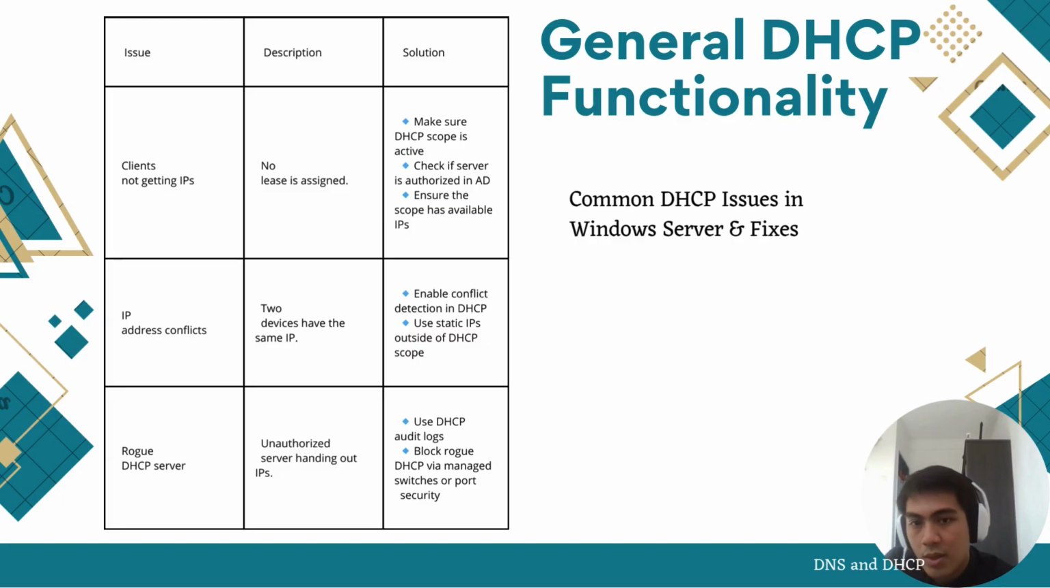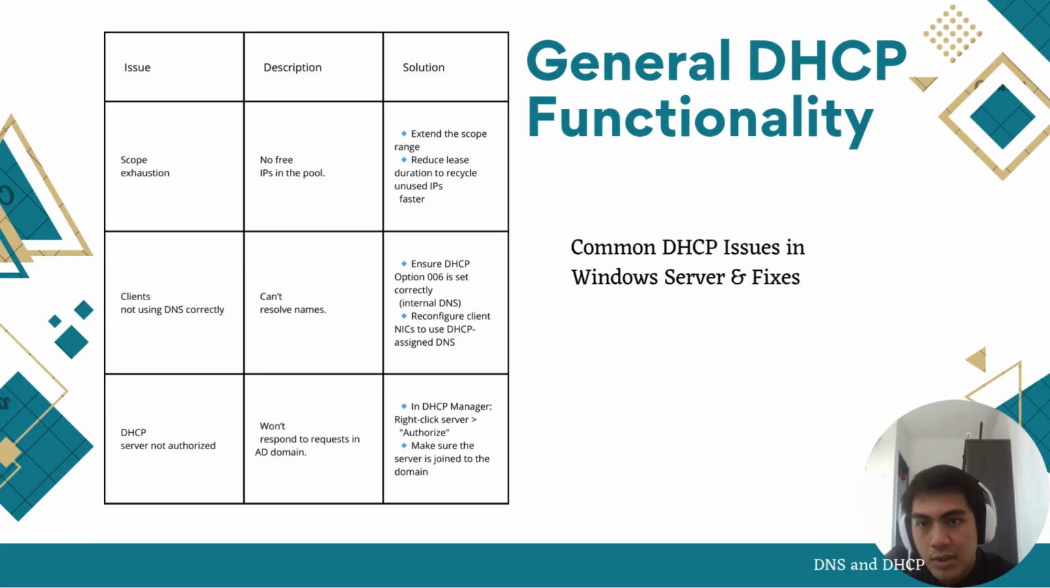Solution: use DHCP audit logs. Okay, next, scope exhaustion. No free IPs in the pool. So the solution is to extend the scope range. Next, clients not using DNS correctly. They can't resolve names. Ensure DHCP option 006 is set correctly. Next, DHCP server not authorized. It won't respond to requests in the AD domain. In DHCP Manager, right-click the server and click authorize.